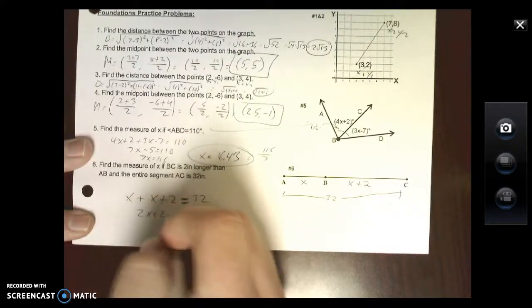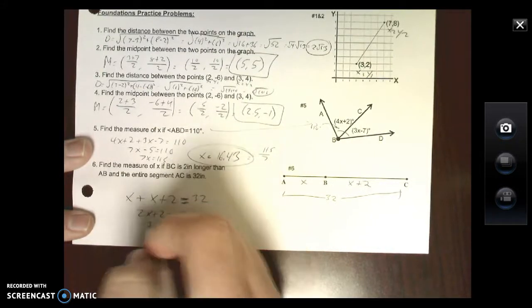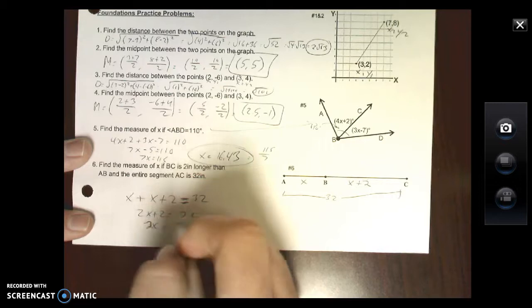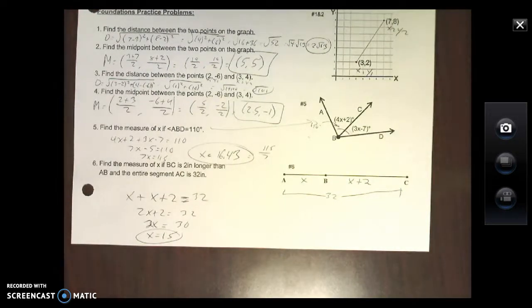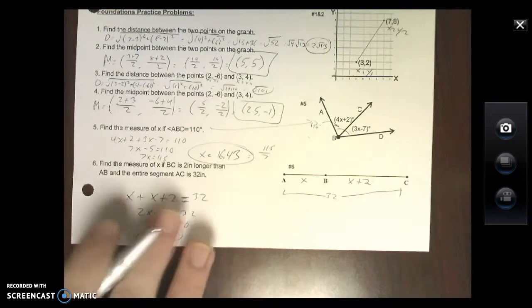2x plus 2 equals 32. Subtract 2 over, 2x equals 30. x equals 15. Okay, 15 and 17 would be your answer there. All right, moving on to the back.